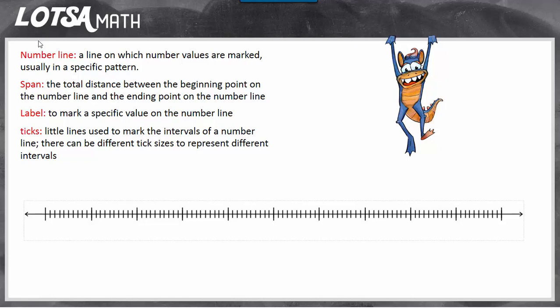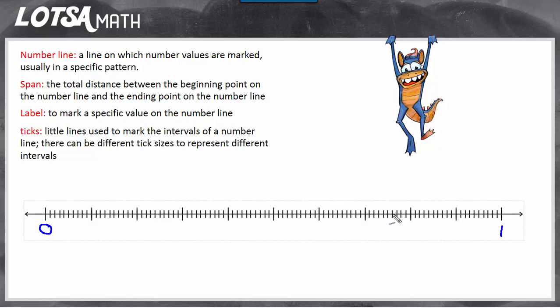When you're given a number line, you will usually see ticks on there already. And sometimes the number line will give you the span, or it may just tell you the span. So for example, on this number line, the span is from 0 to 1. So that means the beginning point would be 0 and the ending point would be 1. So this number line is only showing one number from 0 to 1. It's just zoomed in so that you can separate it into smaller parts. So each of those little ticks represents one small part of the number line.